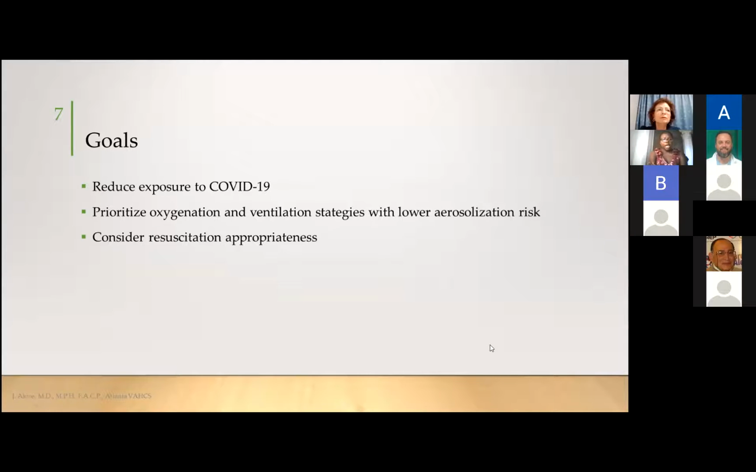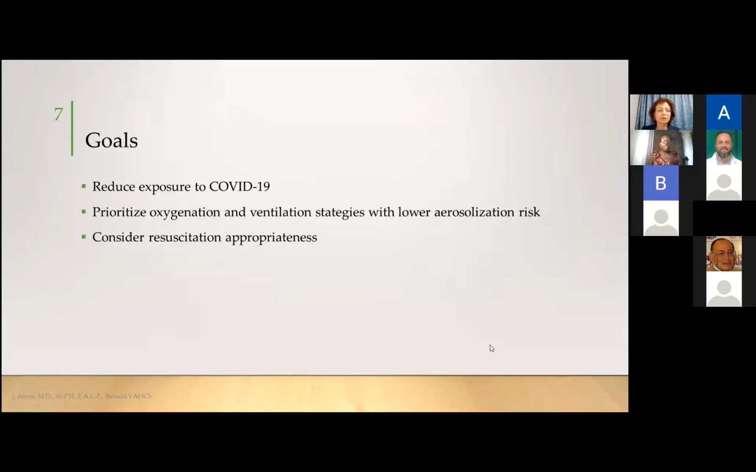So again, if a patient comes in with COVID-19 and happens to go into cardiac arrest, you have to have certain goals in mind. The first thing is that you have to prioritize strategies that reduce exposure to COVID-19. You don't want your rescuers to pick up COVID-19. You don't want someone who is going to save a life because of COVID-19 to give their own life for COVID-19. Secondly, you want to prioritize oxygenation and ventilation strategies with lower aerosolization risk. And we're going to talk about those further in this presentation.